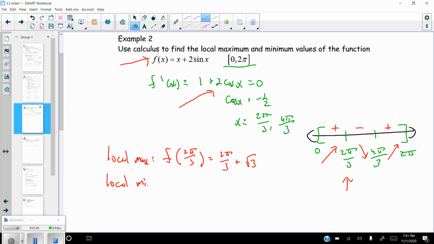And then our local minimum value we know is going to occur right here because the function went from down to up at 4 pi thirds. So the local minimum will actually be f of 4 pi thirds, which is going to be plugging 4 pi thirds into x, 4 pi thirds plus, now sine of 4 pi thirds, that's third quadrant, so that'll be negative. So actually I'm going to make that minus. Minus 2 times square root of 3 over 2. Again, the 2 and the 2 are going to cancel out, so you get minus square root of 3. So there's our local maximum and local minimum.